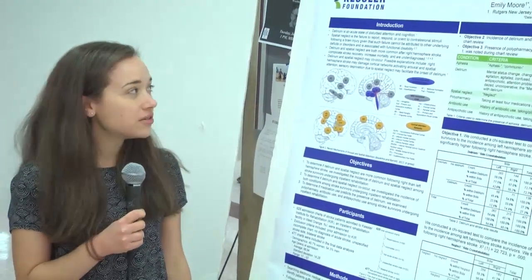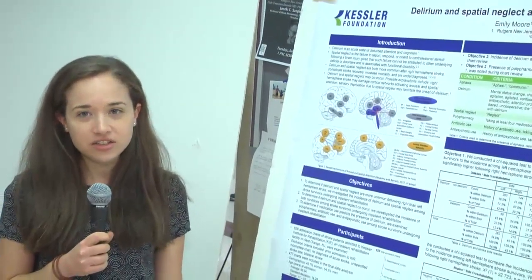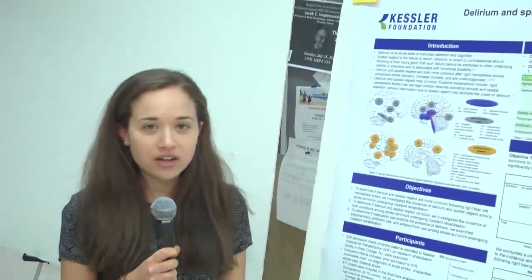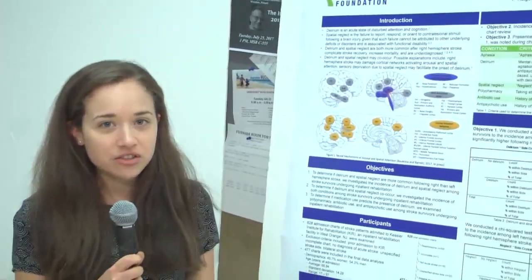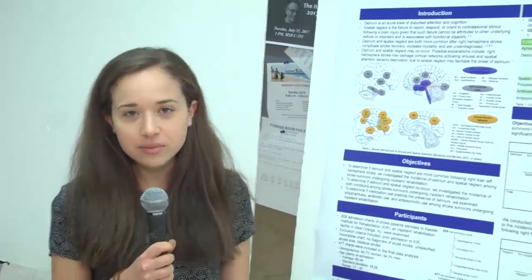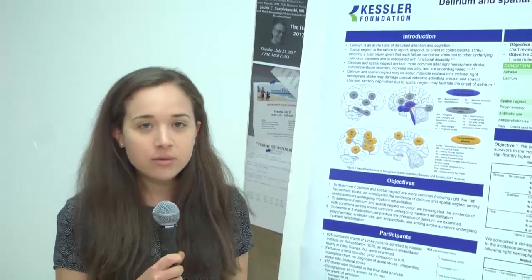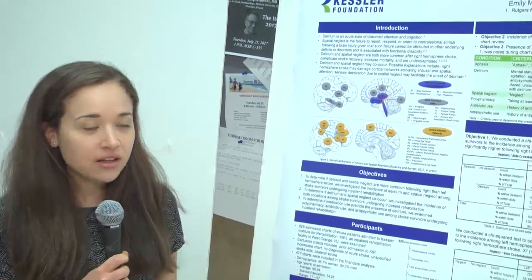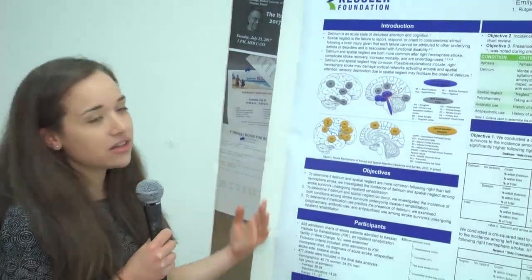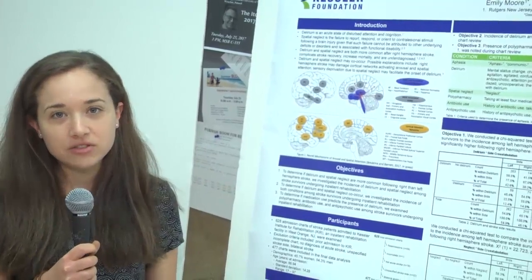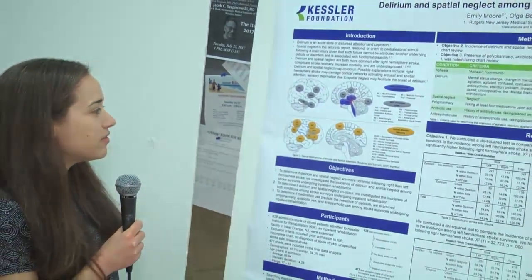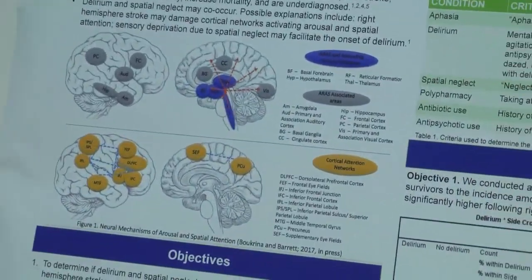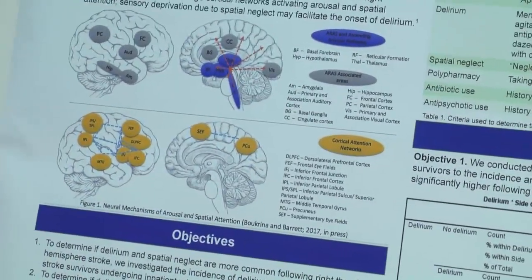Delirium is an acute state of disturbed attention and cognition. Spatial neglect is the failure to orient, respond, or report contralesional stimuli after a brain injury, given that this failure is not explained by another underlying deficit. We found several similarities between delirium and spatial neglect in past work, namely that they're underdiagnosed, they increase mortality, and they complicate stroke recovery. So we found that this may be due to right brain dominant cortical and subcortical networks that are affected during right brain stroke.